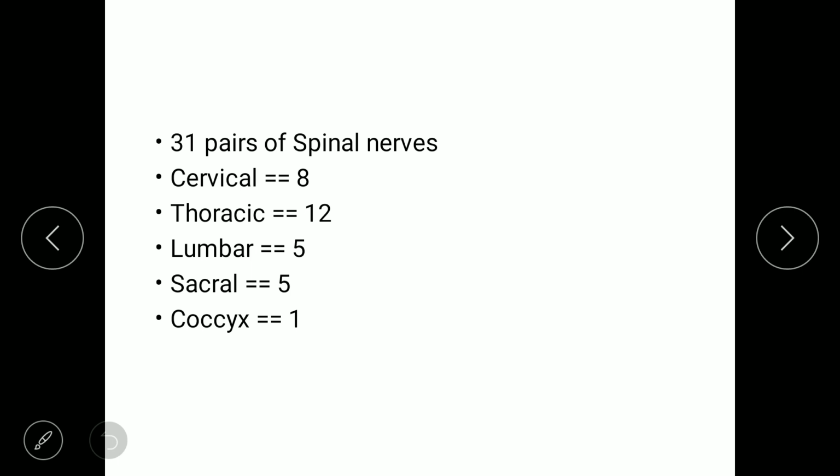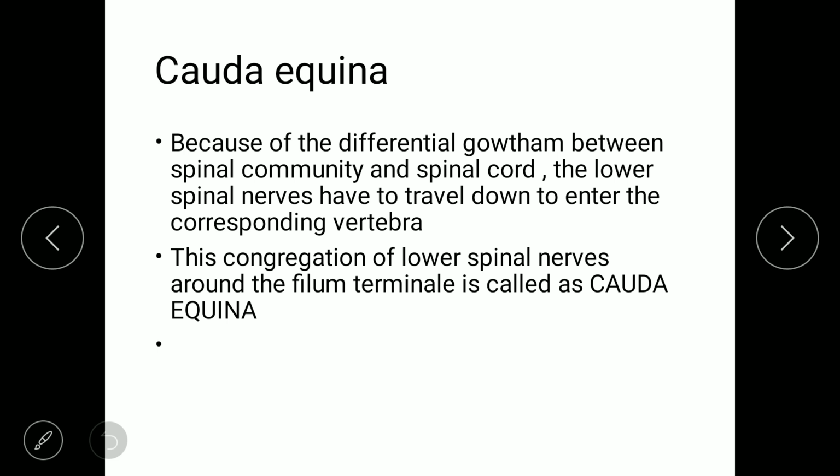There are 31 pairs of spinal nerves: cervical 8, thoracic 12, lumbar 5, sacral 5, and coccyx 1. Totally there are 31 pairs of spinal nerves.